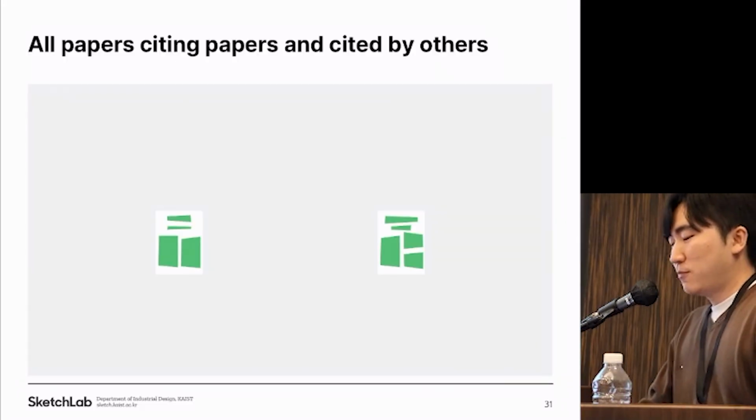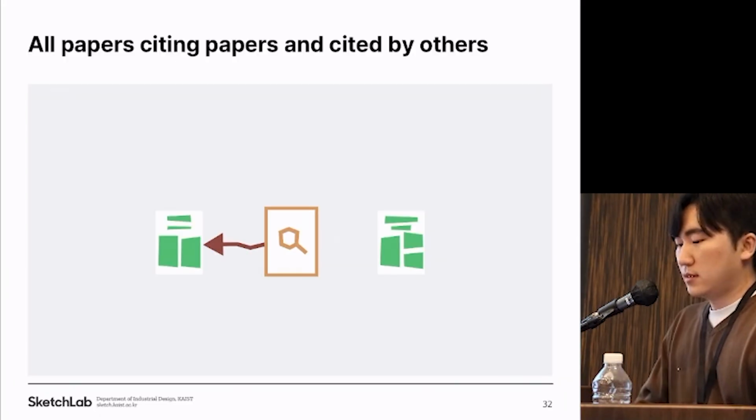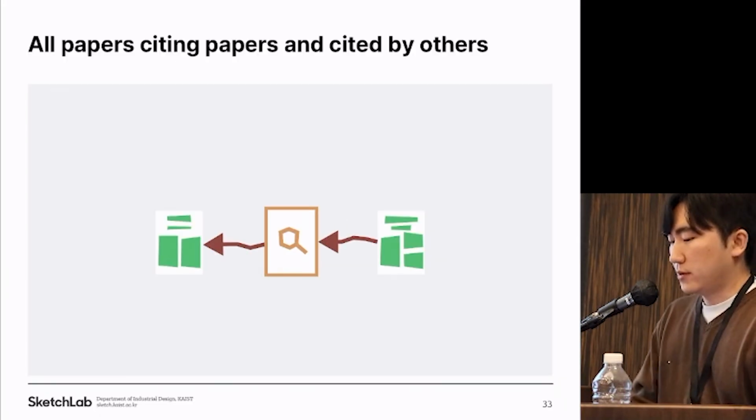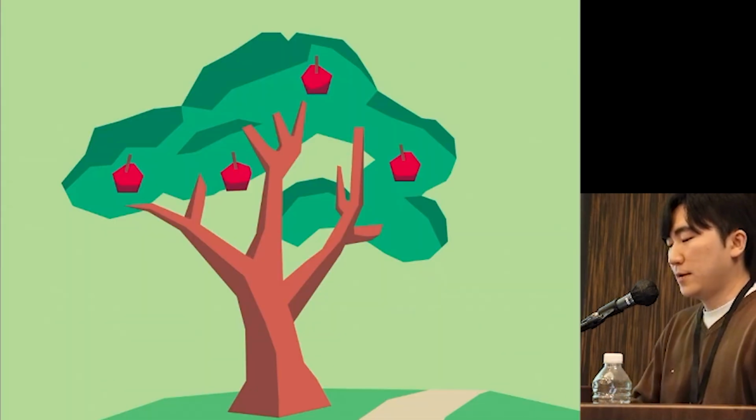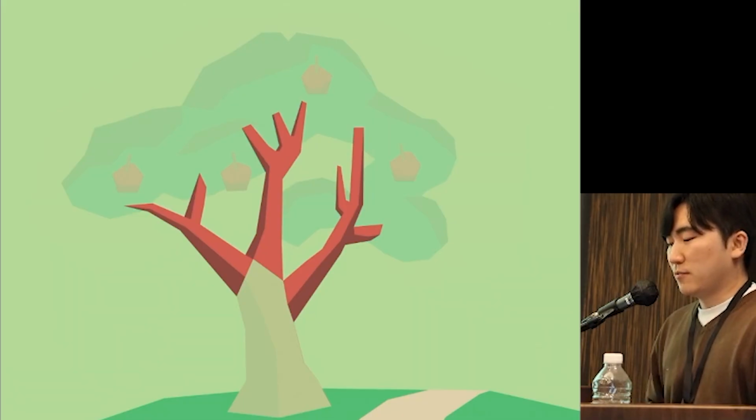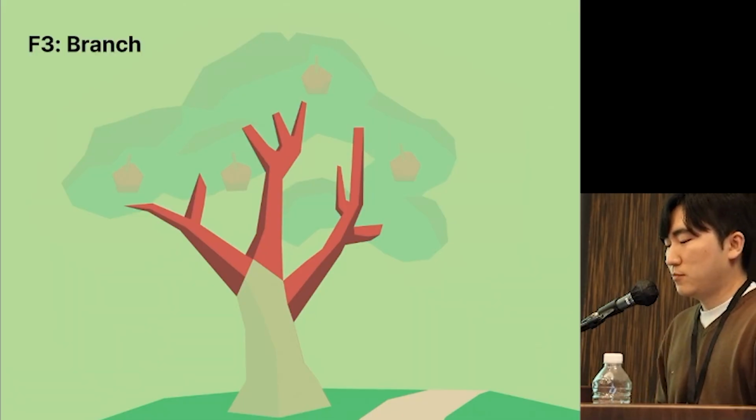Participants gather papers, search for what cited one and was cited by another, and discover a paper that shows how knowledge has developed over time. It resembles the branch that spreads in many directions. So I named this pattern branch.